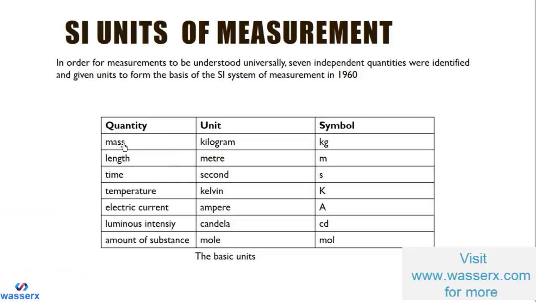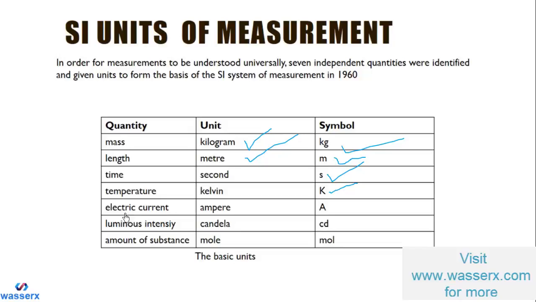So these units are the mass, and the unit of measurement for mass is kilogram. So that is the symbol kg. Then we have the length. The length is meter, and the symbol is lowercase m. Then time is measured in seconds, and the symbol is lowercase s. Temperature is Kelvin, and the symbol for Kelvin is the uppercase K.